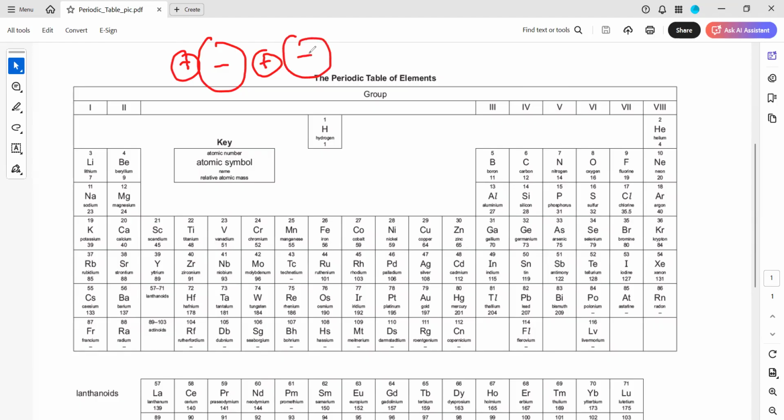And we were having options. What were the options? The options were potassium bromide, KBr. The second option was sodium oxide. And there was an option magnesium chloride, MgCl2. These were the options given to us.